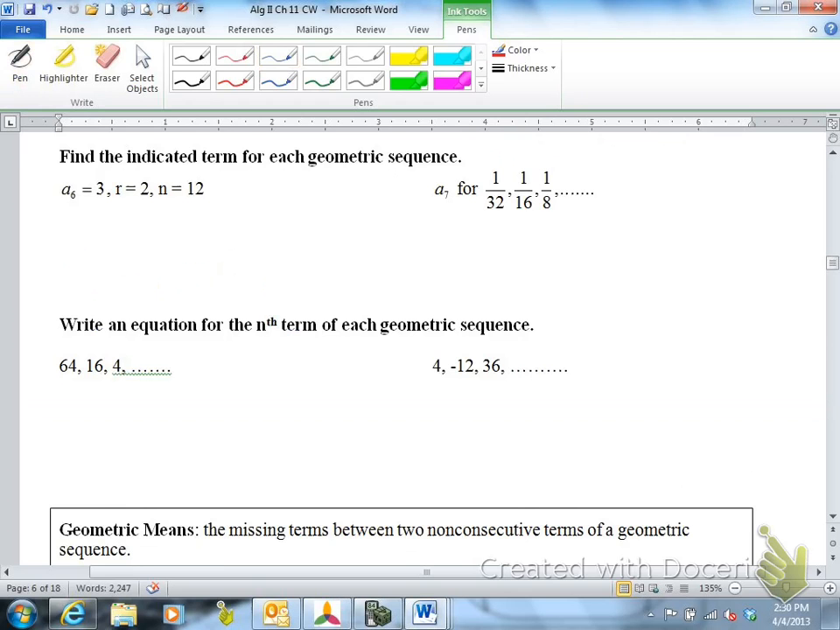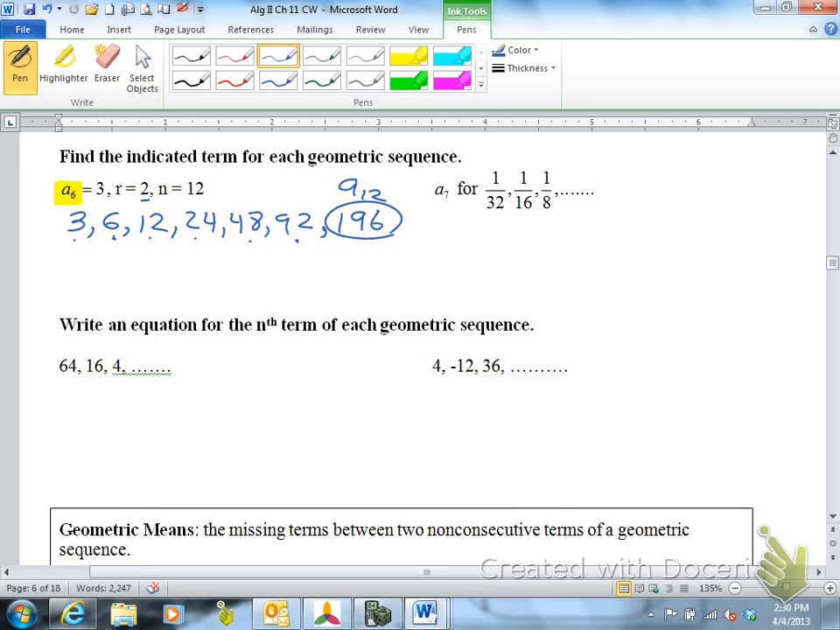On the next page, find the indicated term. Notice that this one, you start with a sub 6. So you could do it the old-fashioned way. You could say if a sub 6 is 3, how do I get to the next term? Well, my r value is 2, so I multiply by 2, multiply by 2, multiply by 2, multiply by 2, multiply by 2. And how many do I do? Well, this is the 6th term, this is the 7th term, the 8th, the 9th, the 10th, the 11th term, and this is the 12th term, a sub 12. So you could list them out.